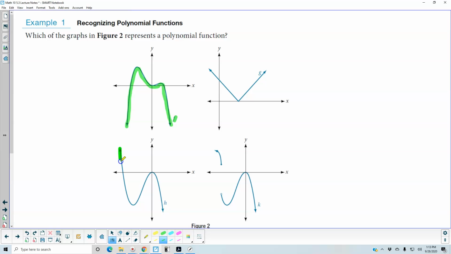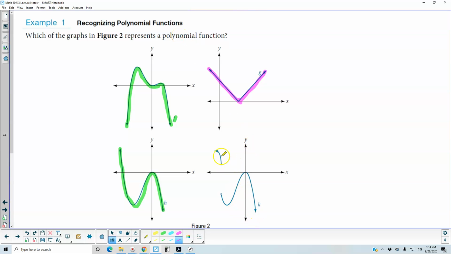If we start tracing from here, okay, these are smooth curves and your pencil never removes, so therefore this is a continuous function, which means it's a polynomial function. Now if we take a look at this one over here, which is g, okay, we can trace here, but then it has a corner. So if it has a corner, it's not considered a polynomial function. Now it's a function, but it's not a polynomial function.